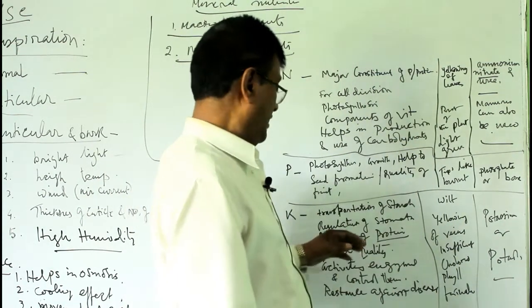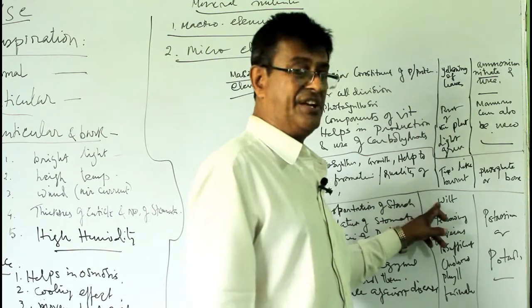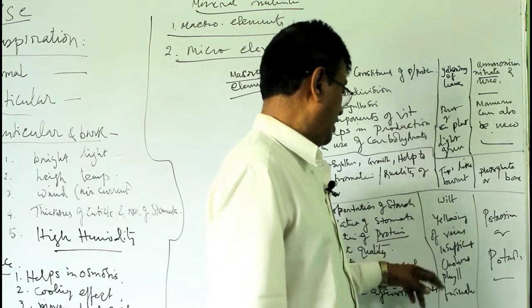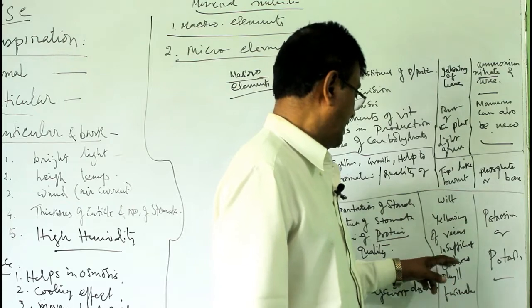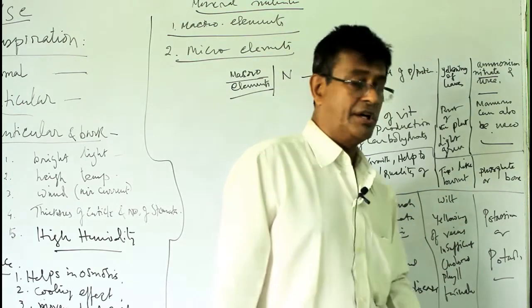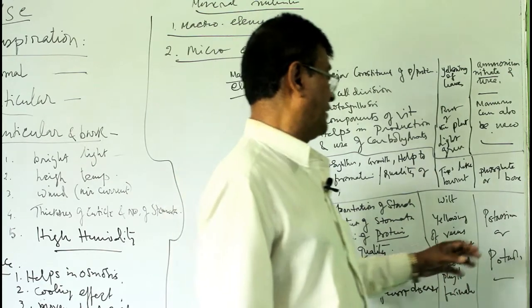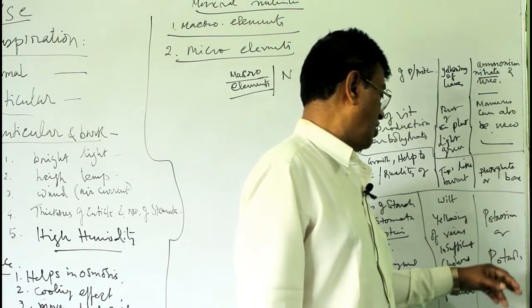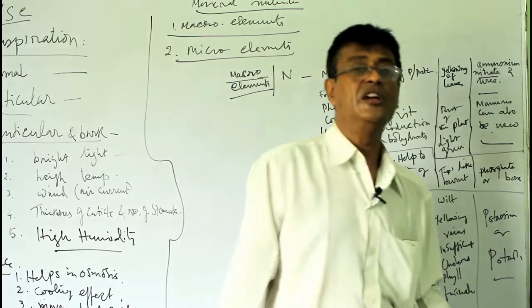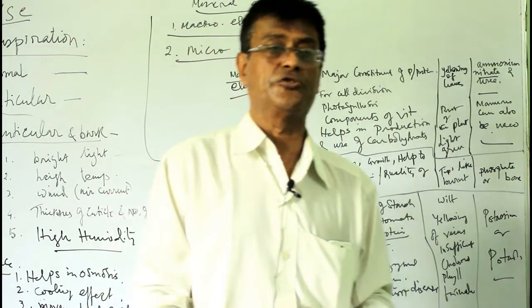Now what is the deficiency sign? The wilting of the leaf will follow, yellowing of the veins, because insufficient chlorophyll is formed. That is why this is happening. And then what is the remedy? Potassium or potash is to be put.